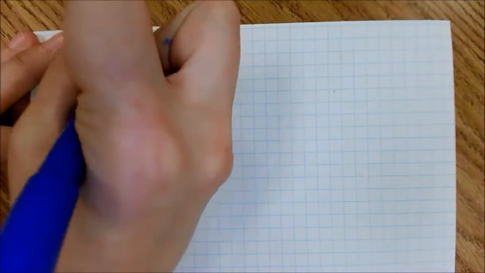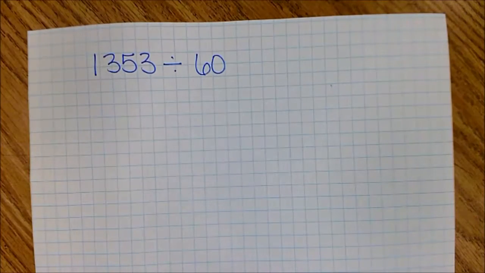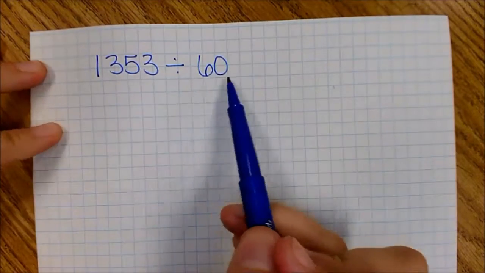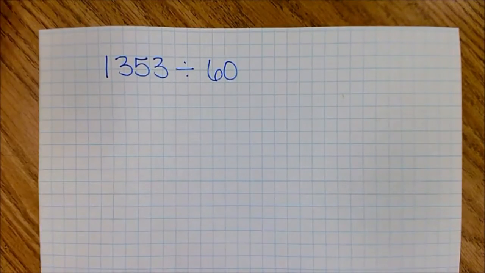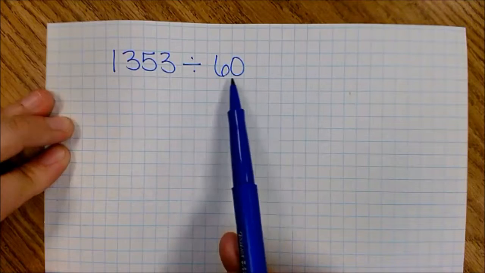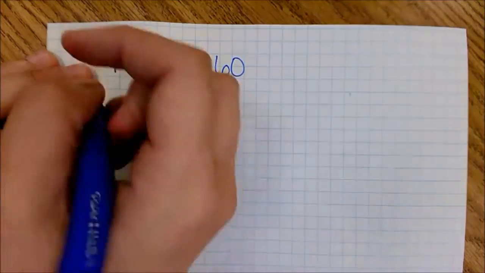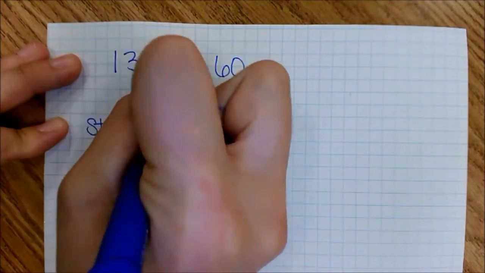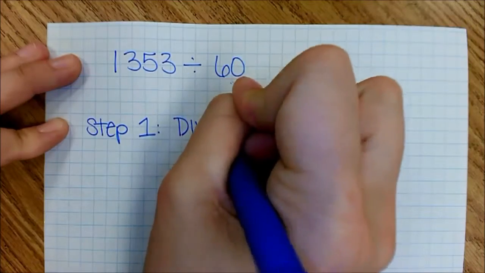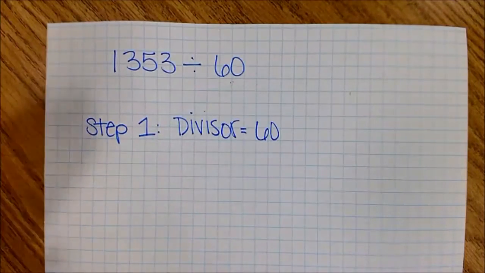Let's look at one more problem using compatible numbers. So if I have this problem, 1,353 divided by 60, and I want to use compatible numbers to find the estimate, because I have a 2-digit divisor. Remember, my step 1 was to round the divisor to the nearest 10. Well, my number is already to the nearest 10. It's the number 60. So I'm not going to do anything for step 1. I'm going to just keep my divisor as the number 60. That's good enough for me.